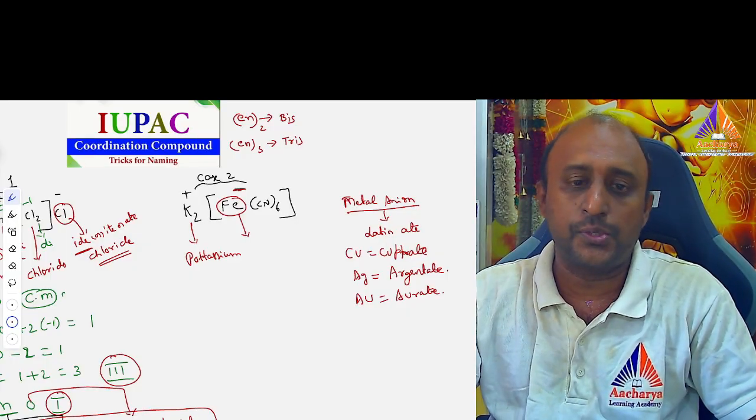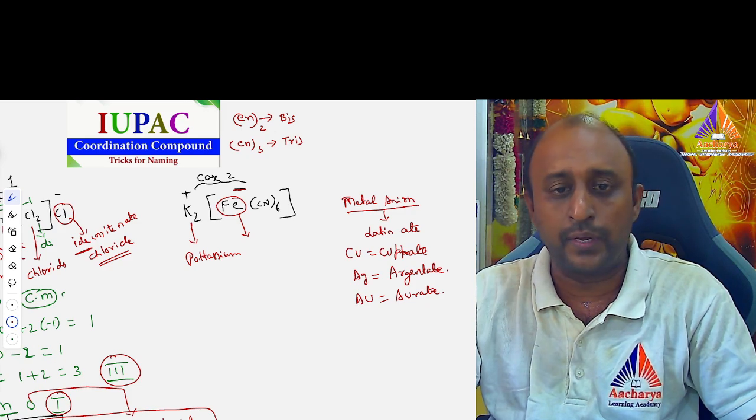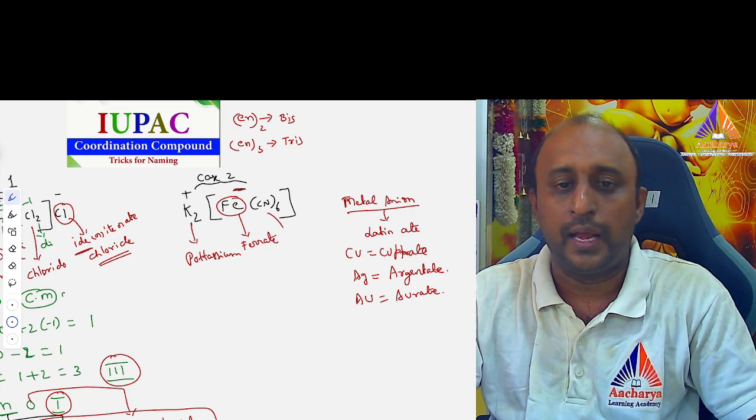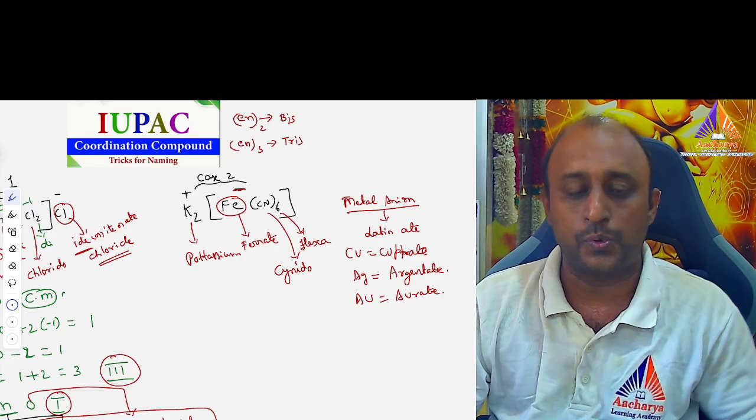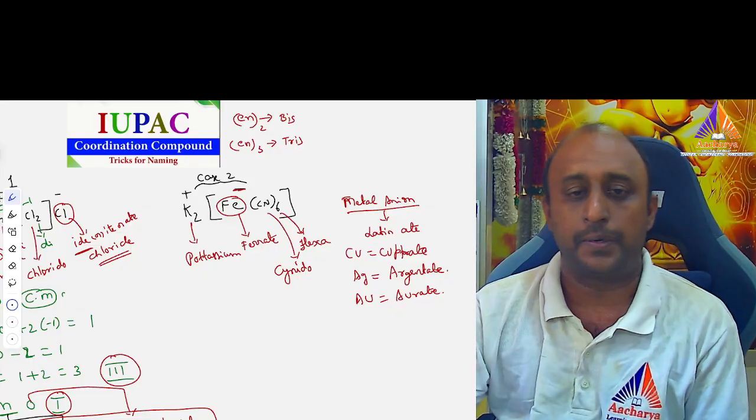Here Fe stands for iron, right? So we can name this one as ferrate. And here CN stands for cyanido, and 6 stands for hexa. Okay, now this is the whole name. Let us go with the oxidation number.